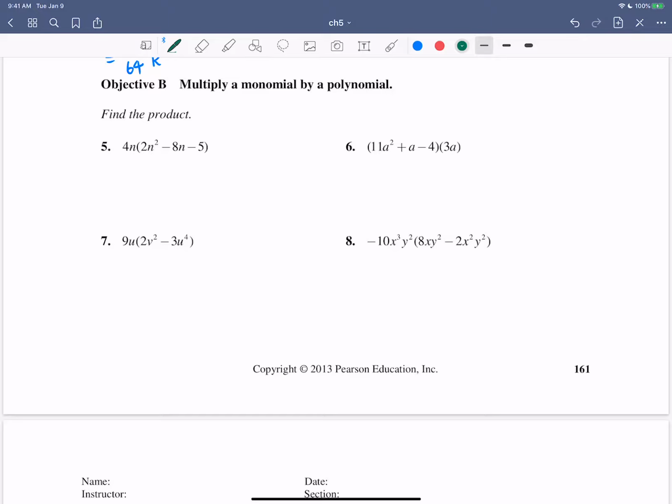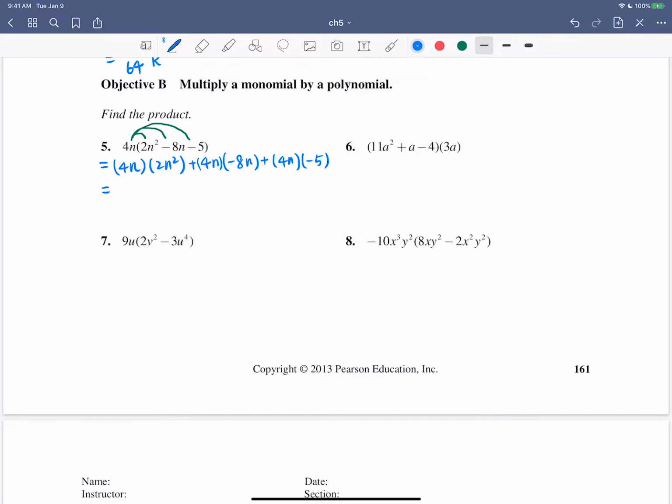For example, number 5. There's a 4n outside the pair of grouping symbols. So we simply distribute this 4n into every single term inside. Let me write out step by step. First product, 4n times 2n squared. And then we have plus 4n times negative 8n. And then we have plus 4n times negative 5.